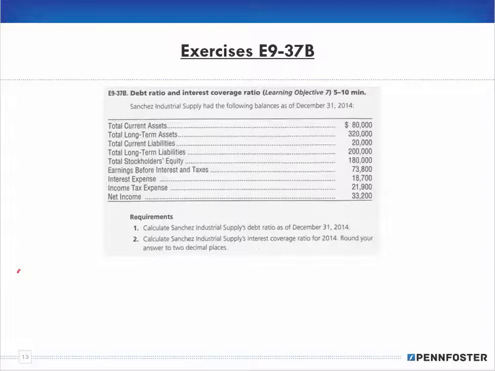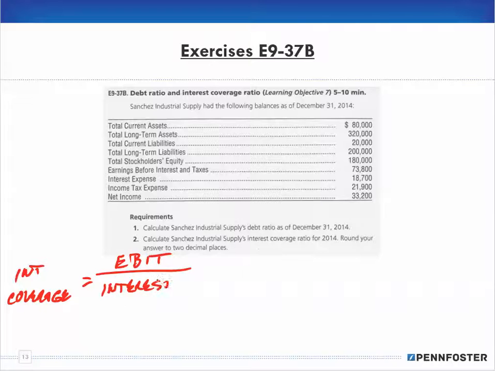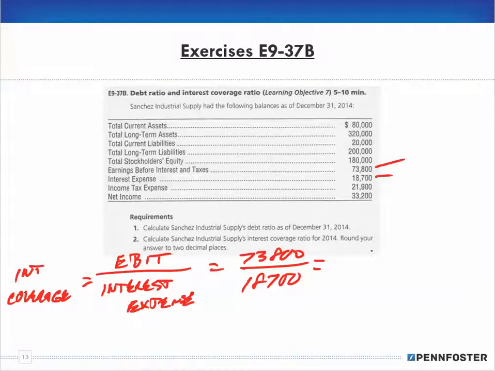All right, so interest coverage. Interest coverage is earnings before interest and taxes, divided by our interest expense. Okay. So our earnings before interest and taxes is $73,800, and our interest expense is $18,700. Okay, one divided by the other, and you get 3.95 times. And it was just as simple as that.